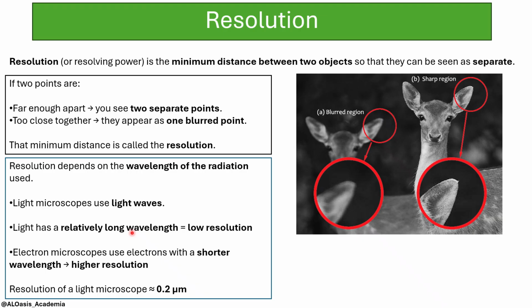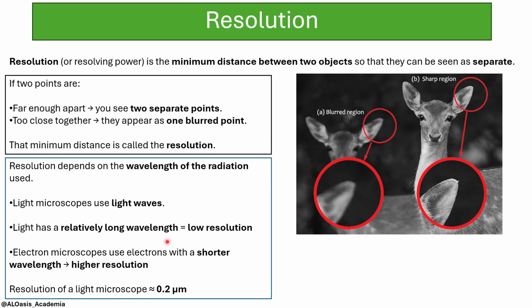And when it comes to microscopes, a long wavelength will mean just low resolution. So if you have a wavelength of radiation that's even longer than light, then you will have even lower resolution. So the longer the wavelength, the lower the resolution. However, other types of microscopes, which we will cover in different videos, for example electron microscopes, use electrons, which have a shorter wavelength. So shorter wavelength means higher resolution.